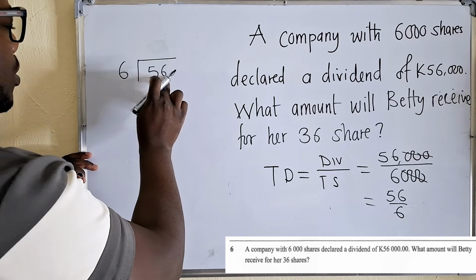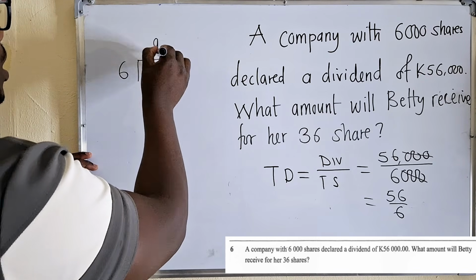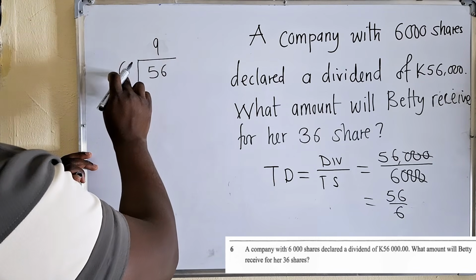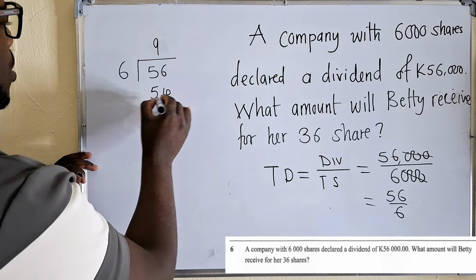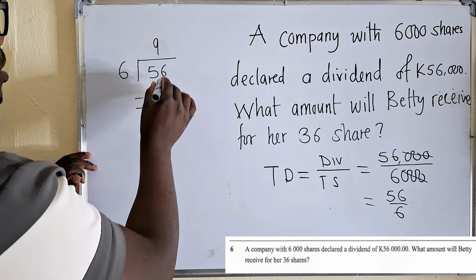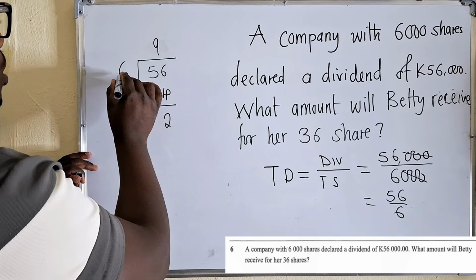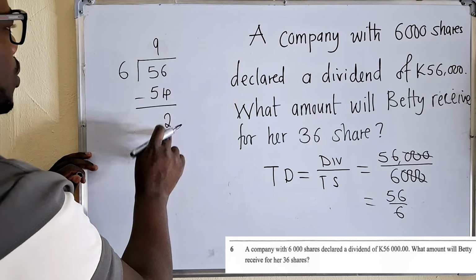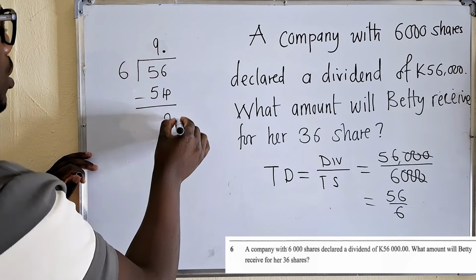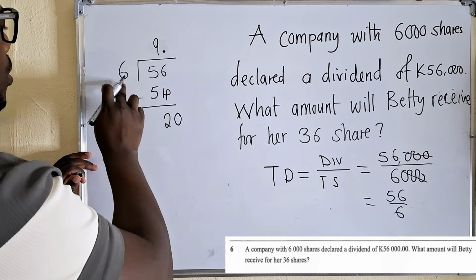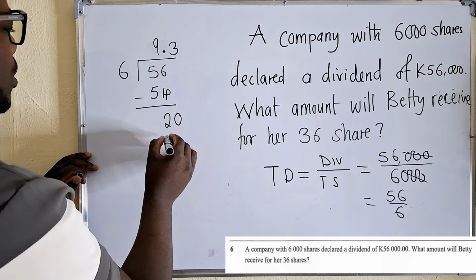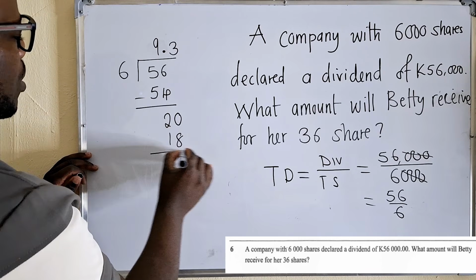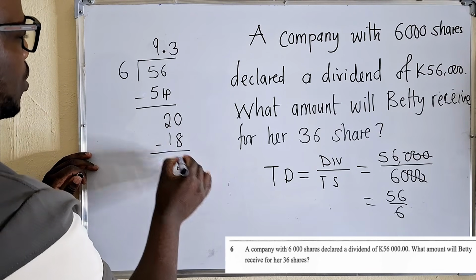6 into 56, that is a 9. So 9 times 6, that will give us 54. So minus, here it will be a 2. 6 into 2, it can't. We put a point, then bring a 0. 6 into 20, it's a 3. 3 times 6, that is 18. We subtract to give us a 2.